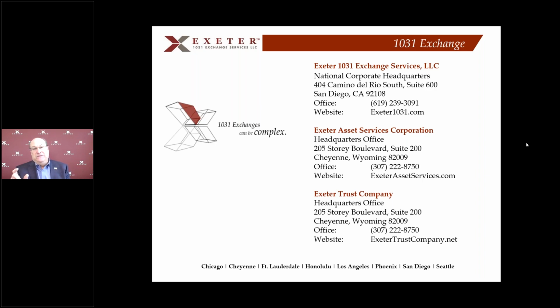If you're a resident of DC and you're selling California property and buying DC property, DC is not a community property state, so that may be an issue. You have to talk to your tax advisor to see what the issue is there.